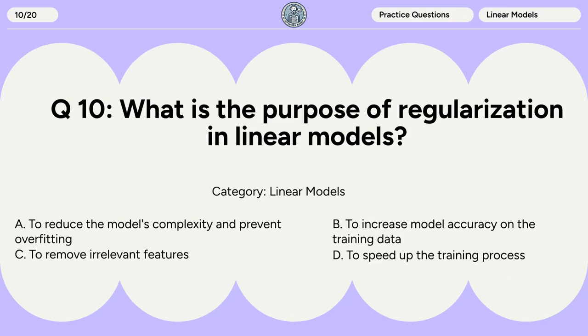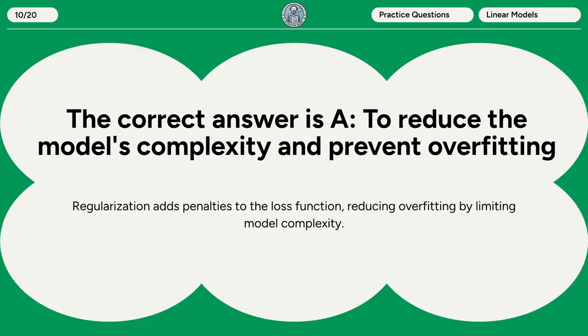Question 10. What is the purpose of regularization in linear models? A. To reduce the model's complexity and prevent overfitting. B. To increase model accuracy on the training data. C. To remove irrelevant features. D. To speed up the training process. The correct answer is A. To reduce the model's complexity and prevent overfitting. Regularization adds penalties to the loss function, reducing overfitting by limiting model complexity.